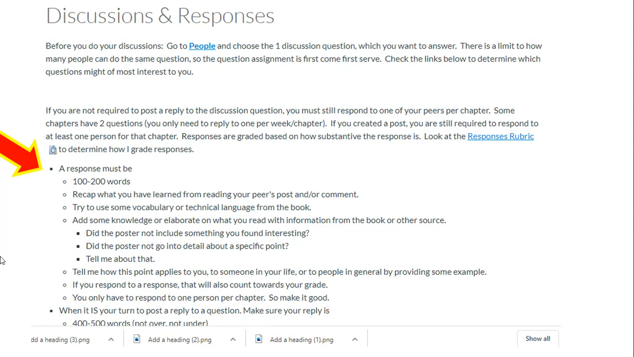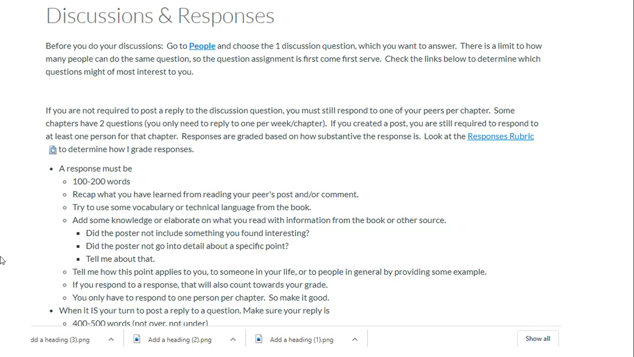If one of your classmates didn't read the chapter, but they read your response, they should be able to at least have learned something. And that's sort of the overall that I'm going to be looking for.